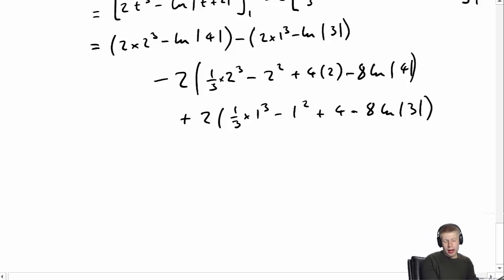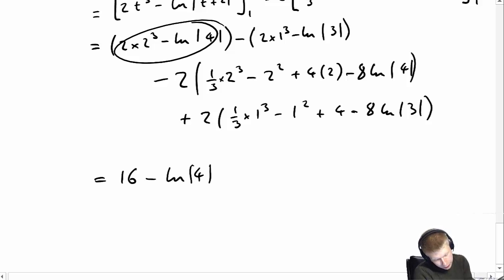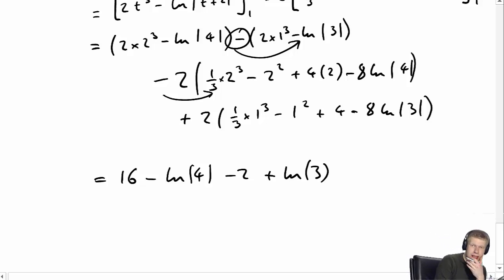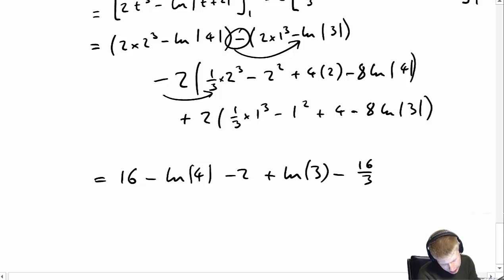So 2 times 2 cubed, that's going to become 2 to the 4, so it's 16, minus the natural logarithm of 4. Okay, that's that sorted. Minus 2 times 1 cubed, that's minus 2. Then I've still got the minus times that, so it becomes a positive ln 3. Minus 2 times 8 over 3, so it's going to become 16 over 3 when I multiply by 2.